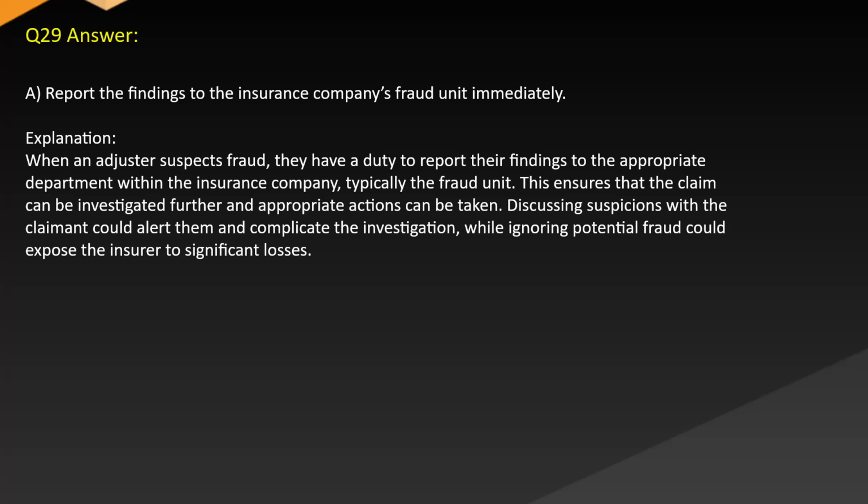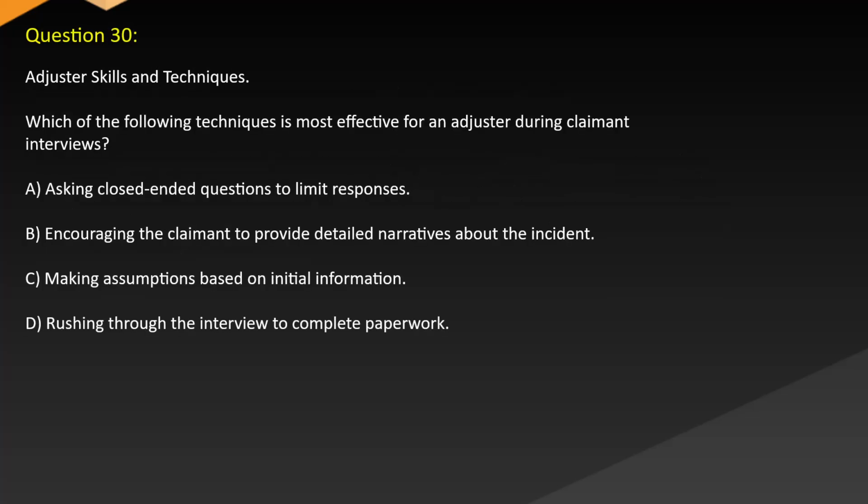Explanation: when an adjuster suspects fraud, they have a duty to report their findings to the appropriate department within the insurance company, typically the fraud unit. This ensures that the claim can be investigated further and appropriate actions can be taken. Discussing suspicions with the claimant could alert them and complicate the investigation, while ignoring potential fraud could expose the insurer to significant losses.